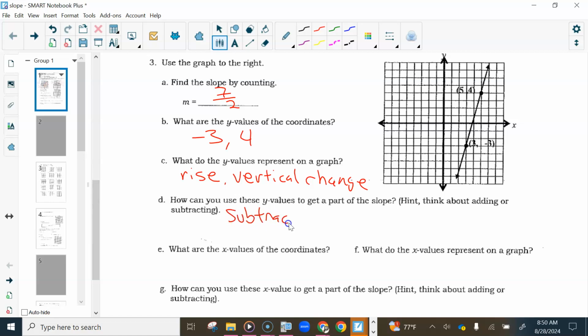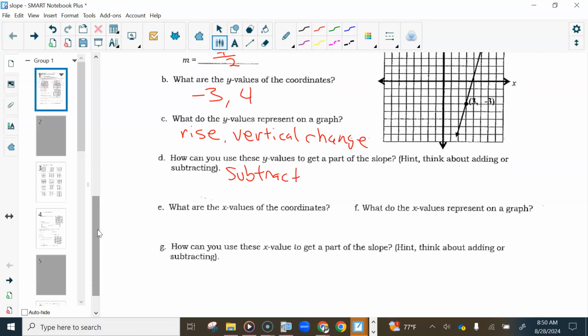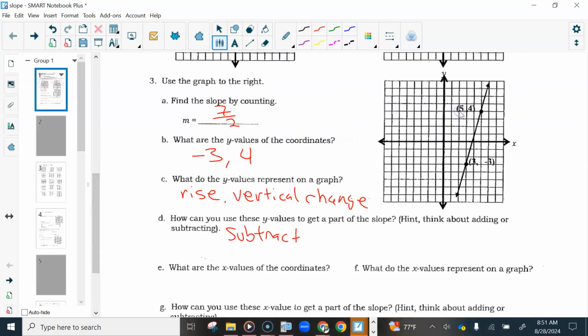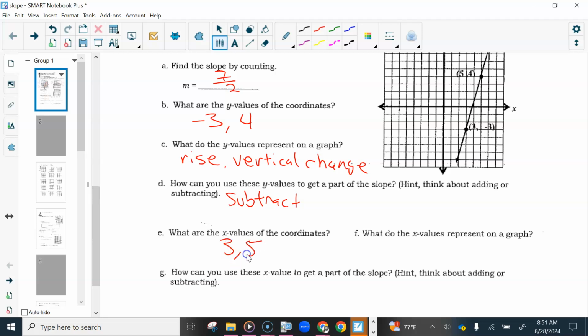And then we kind of want to think about how we would subtract this. This doesn't have to be an immediate answer, but if I'm looking for the distance between these points, would I subtract, like, from here to here, or from here to here? How exactly would I do that? Be thinking about that, we'll come back to it. What are the x values of the coordinates? 3 and 5. It is 5, yep. And then what do the x values represent? The run or the horizontal change.